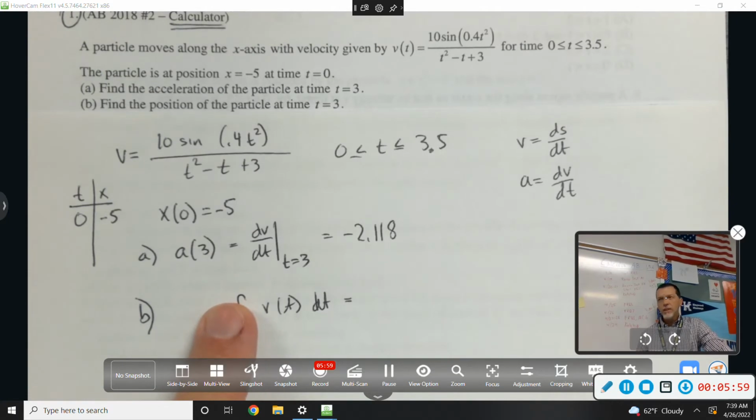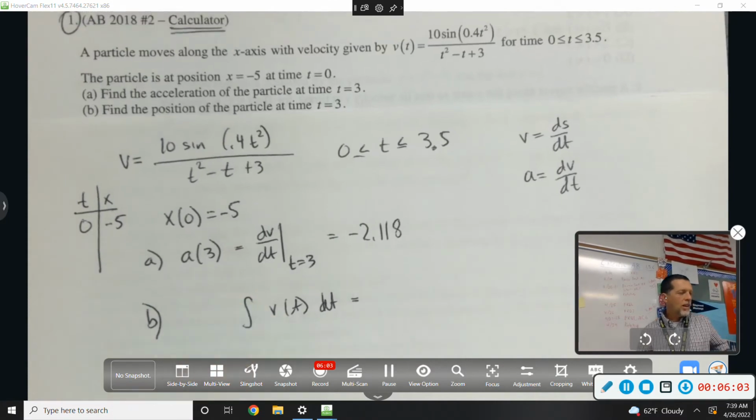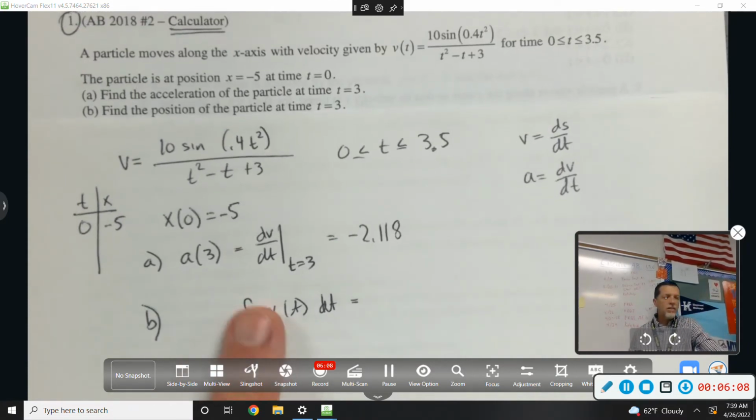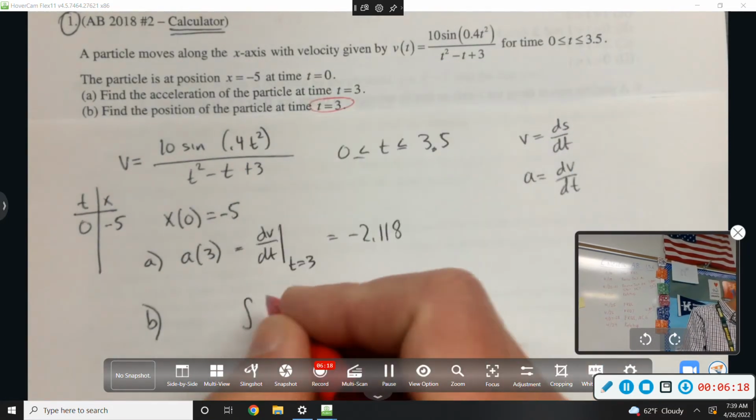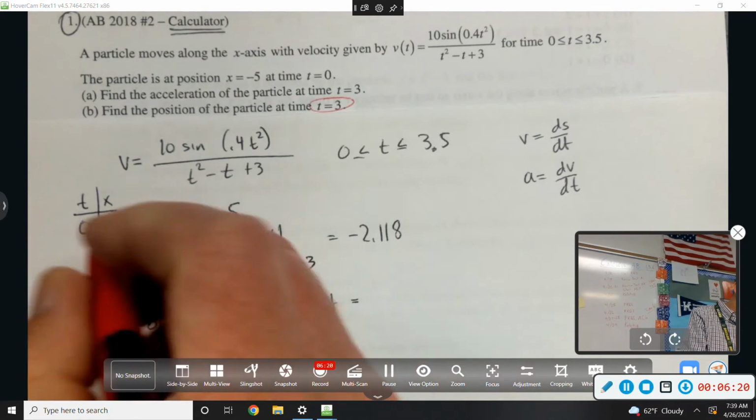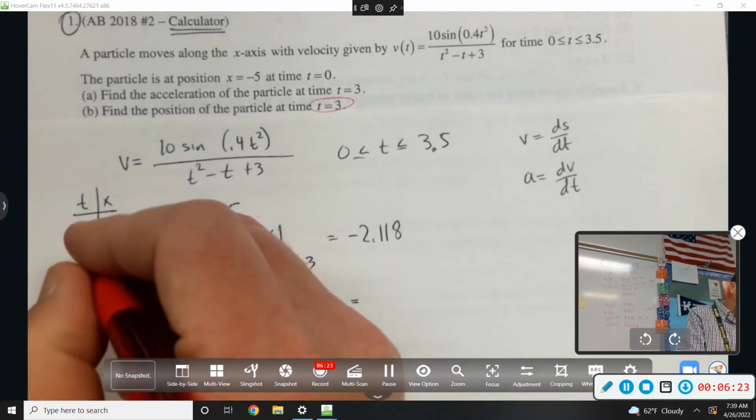The calculator can't symbolically integrate. It can't just say that the integral of x is x squared over 2. It doesn't know how to do that. It can only integrate with limits there. So what limits should I use if I'm going to use the calculator to integrate? Yeah, definitely 3, and probably 0, because I know what's happening at time equals 0.